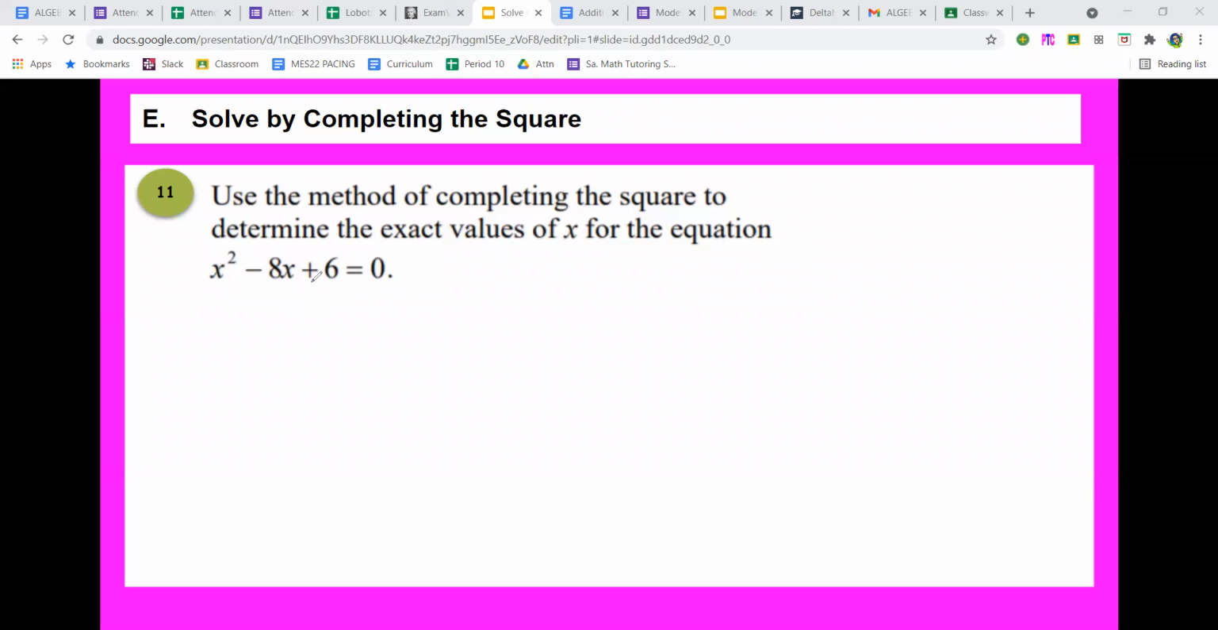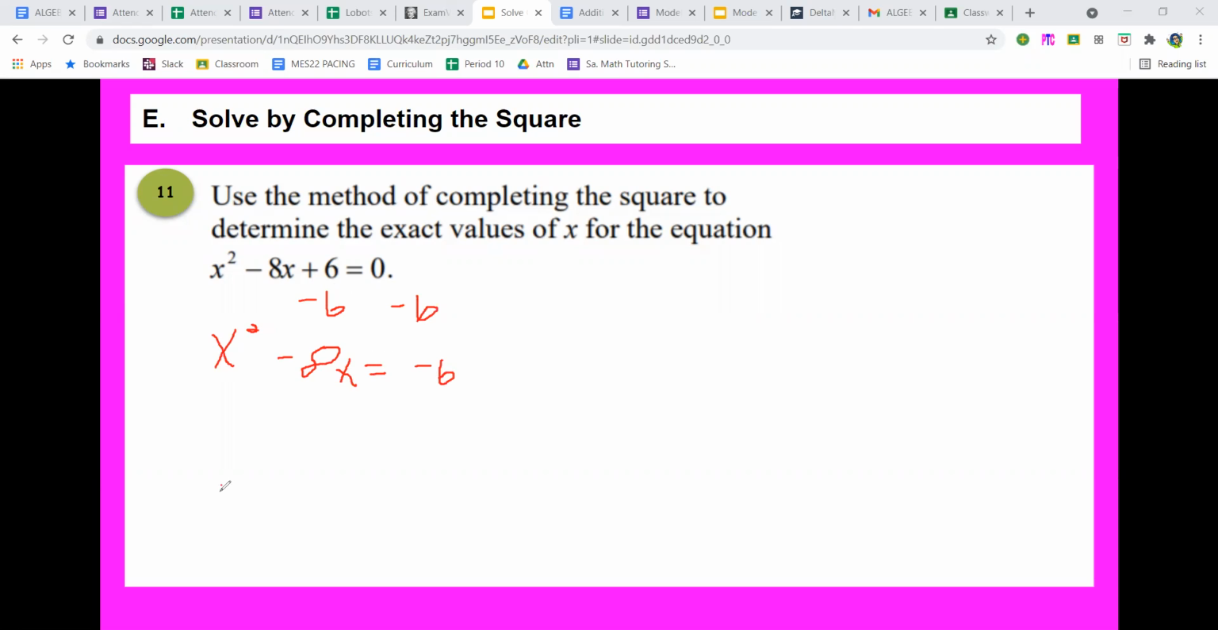So the first thing that I'm going to do is I'm going to subtract 6 on both sides. It's going to make my life a little bit easier. So I get x squared minus 8x equals negative 6.